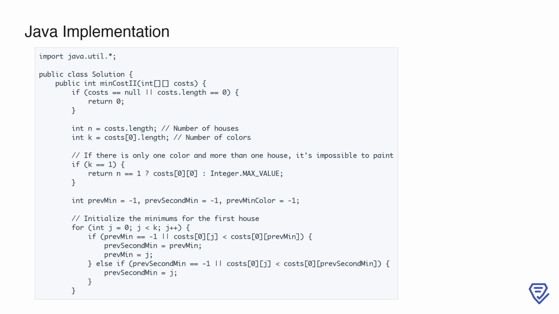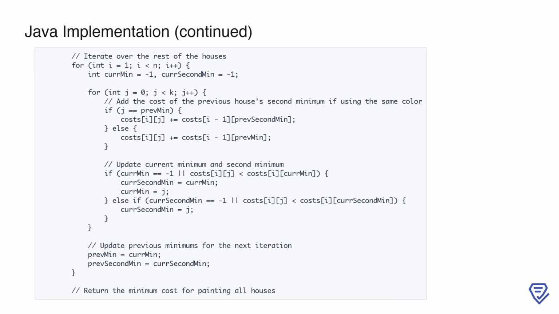Using a loop, we initialize these values for the very first house by iterating through the available colors and finding the smallest and second smallest costs. This setup is critical because it allows us to efficiently calculate the minimum cost for subsequent houses without recomputing everything from scratch. Now, we move on to iterating through the remaining houses, starting from the second one.